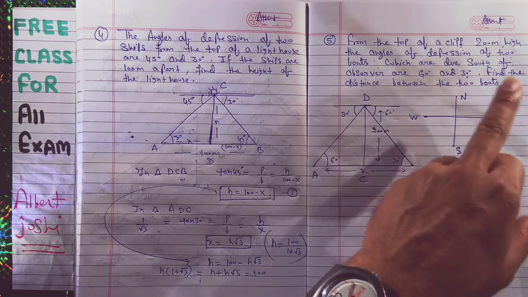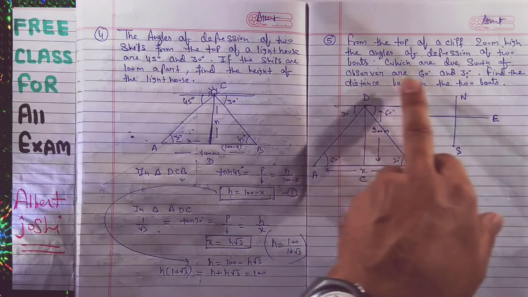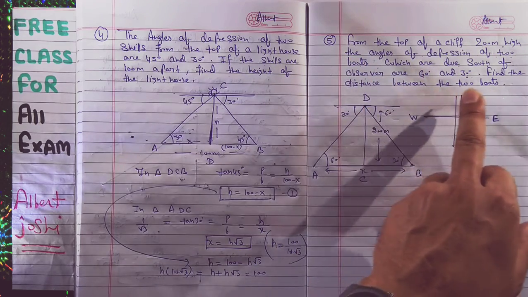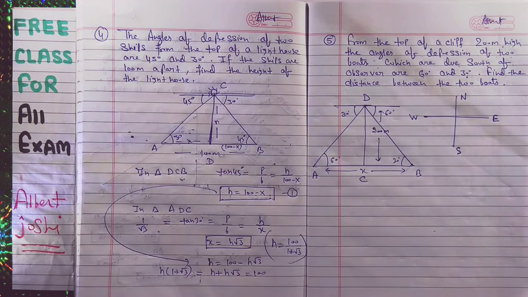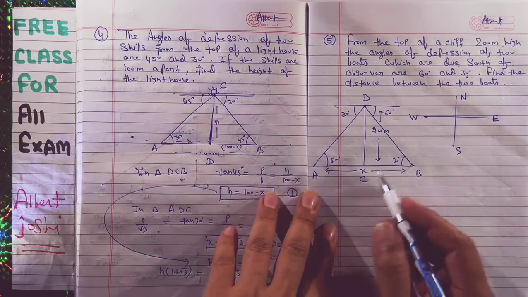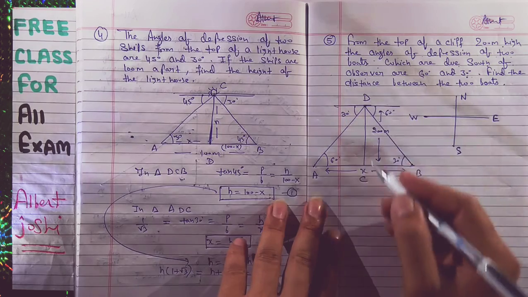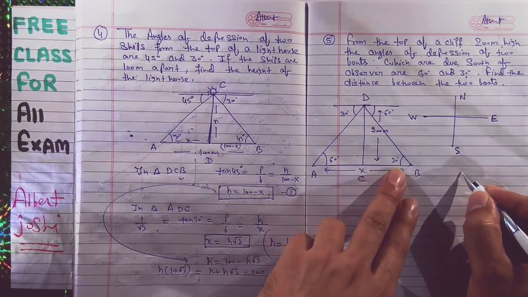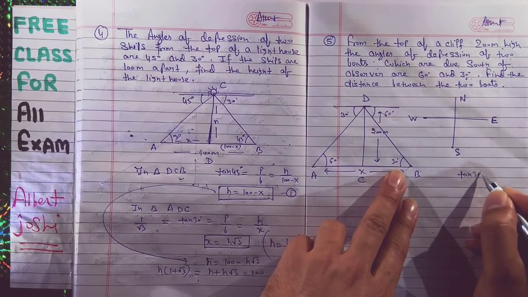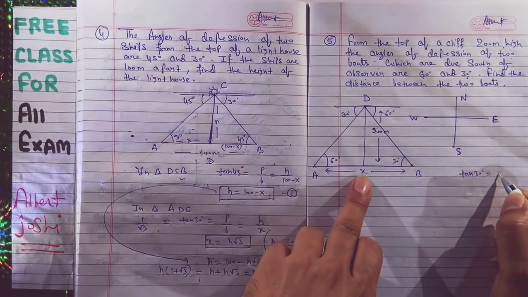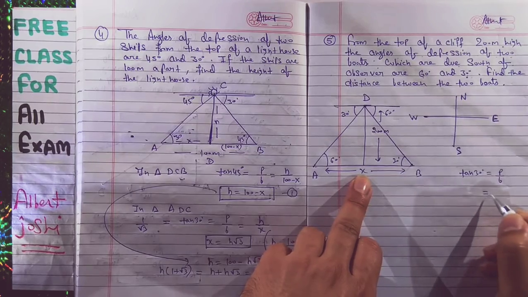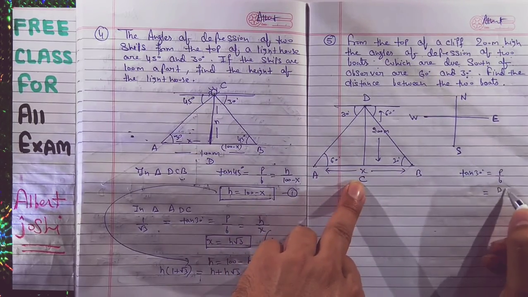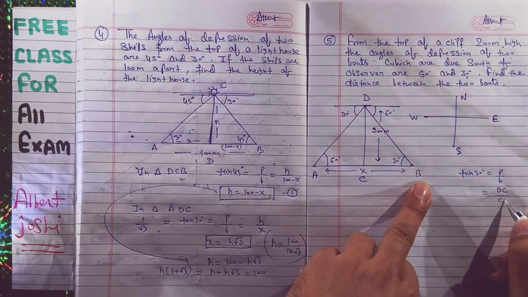From the top of the cliff 200 meters high, the angles of depression of two boats which are due south of the observer are 60 and 30. Find the distance between the two boats. So how to calculate? If you use this method, tan 30 is equal to perpendicular upon base. What is perpendicular? Perpendicular is DC and base is CB.